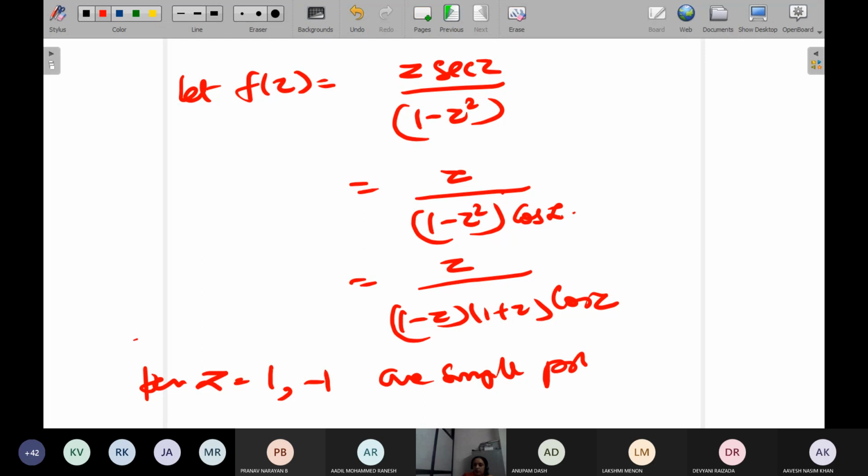Other than that, cos z also gives poles, no? Whenever you have cos z equal to 0, what will be the value of z? n pi by 2? Only n pi by 2 or all the other values? You can write it as (2n plus 1) into pi by 2. We already did one problem like this.